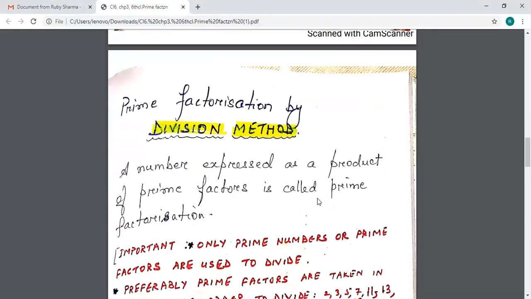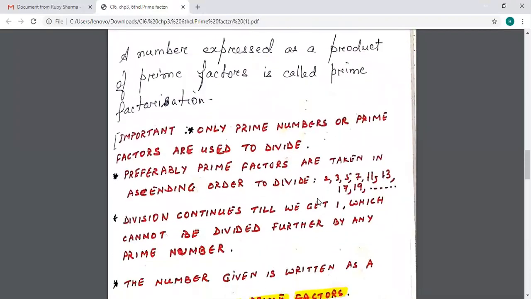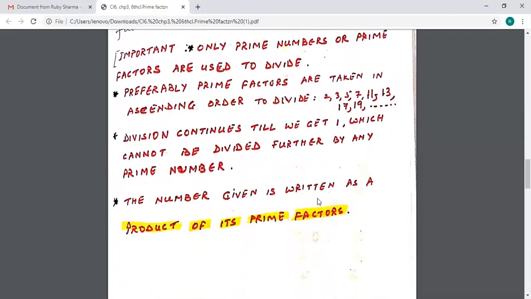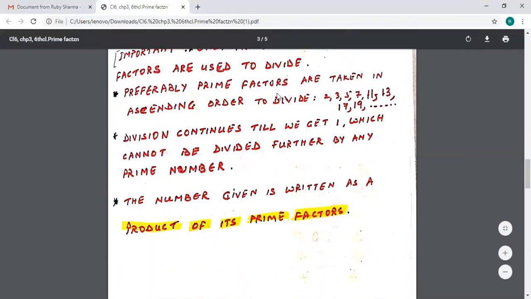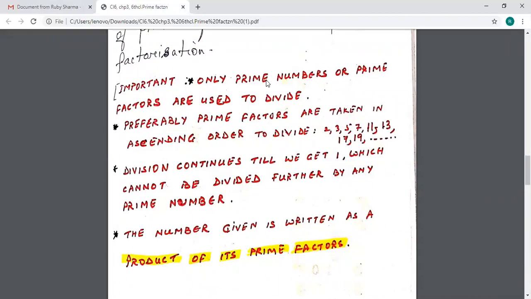Now prime factorization by division method. A number expressed as a product of prime factors is called prime factorization. So this is the definition of prime factorization. Here the important things to remember are things you already know, but still I've given you once more, just to keep in mind that in prime factorization we use only prime numbers, that is only prime factors. Generally we take 2 first. When we are factorizing, we take 2 first, then 3, then 5 in ascending order.